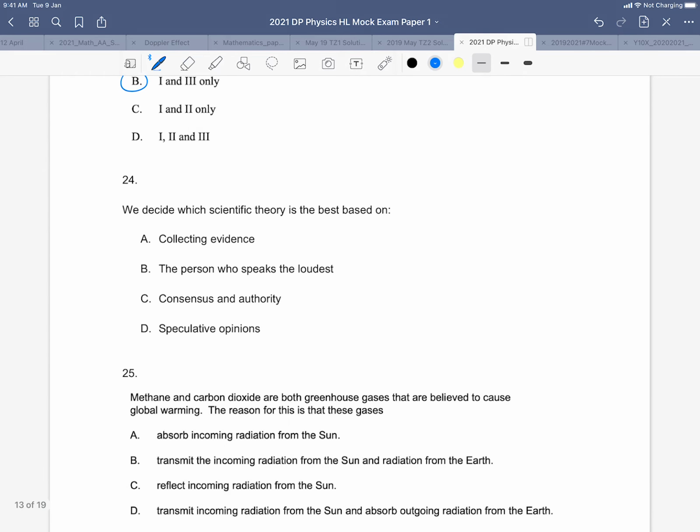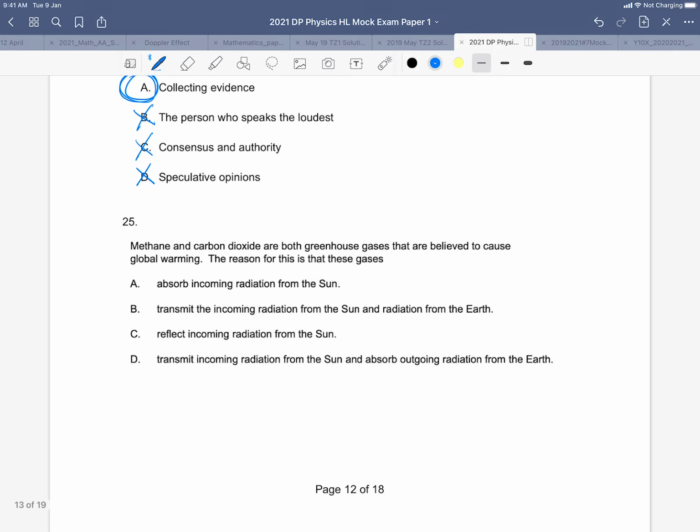Okay, so here's a homemade nature of science question. We decide which scientific theory is the best not by who speaks the loudest, luckily, not by democratic consensus or people just telling us that it's the way it is. We also don't allow opinions to be too speculative. Well, we allow for speculative opinions, but the way we decide which theory is best is we have to collect empirical evidence. That's how science works.